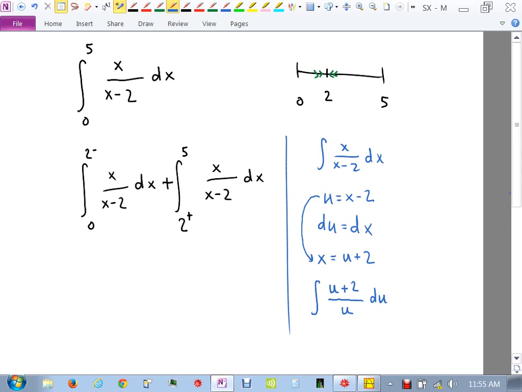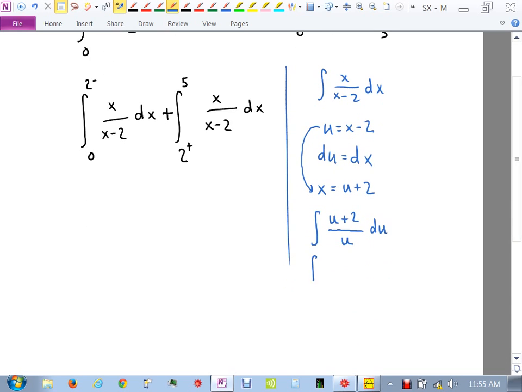So this is just a basic substitution, right? And then on that integral on the bottom, you can split it into 2. It's 1 plus 2 over u du. So the antiderivative of 1 plus 2 over u should be u plus 2 ln absolute value of u.